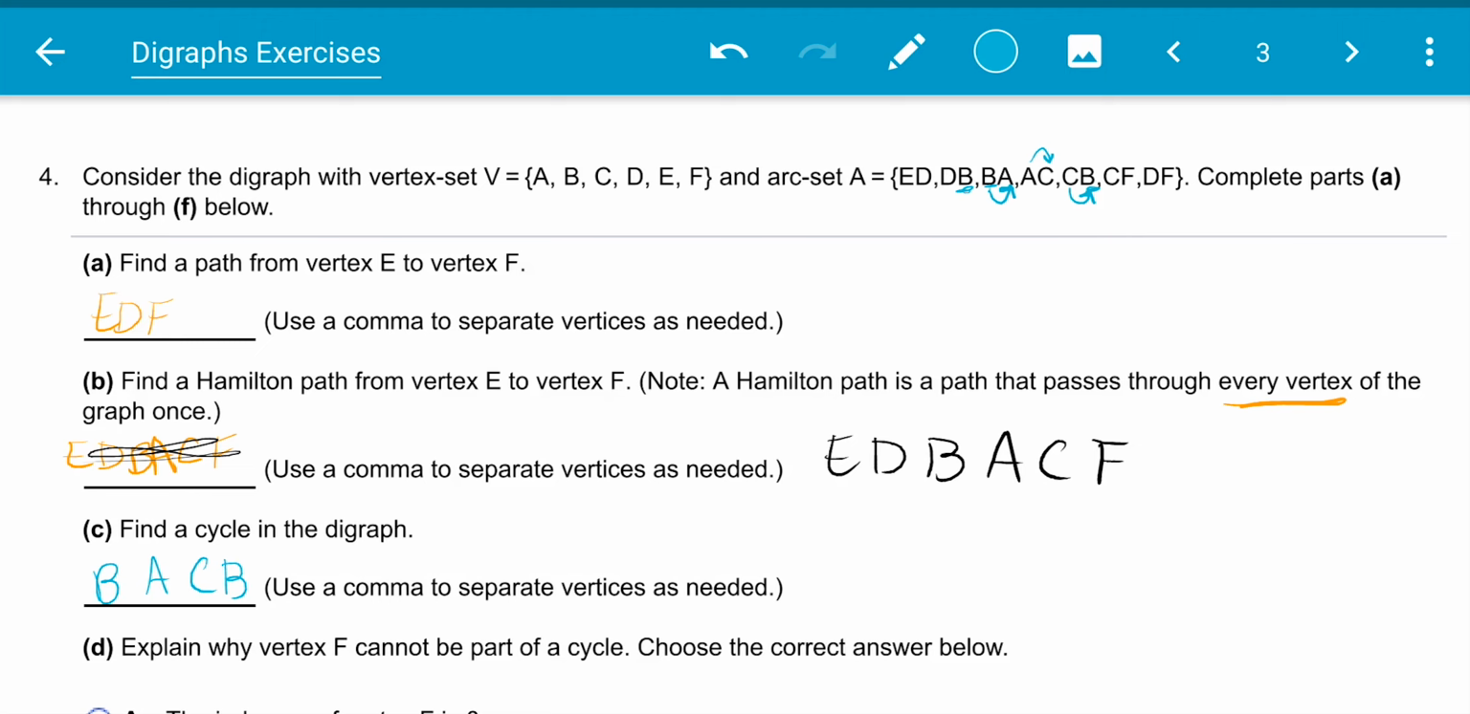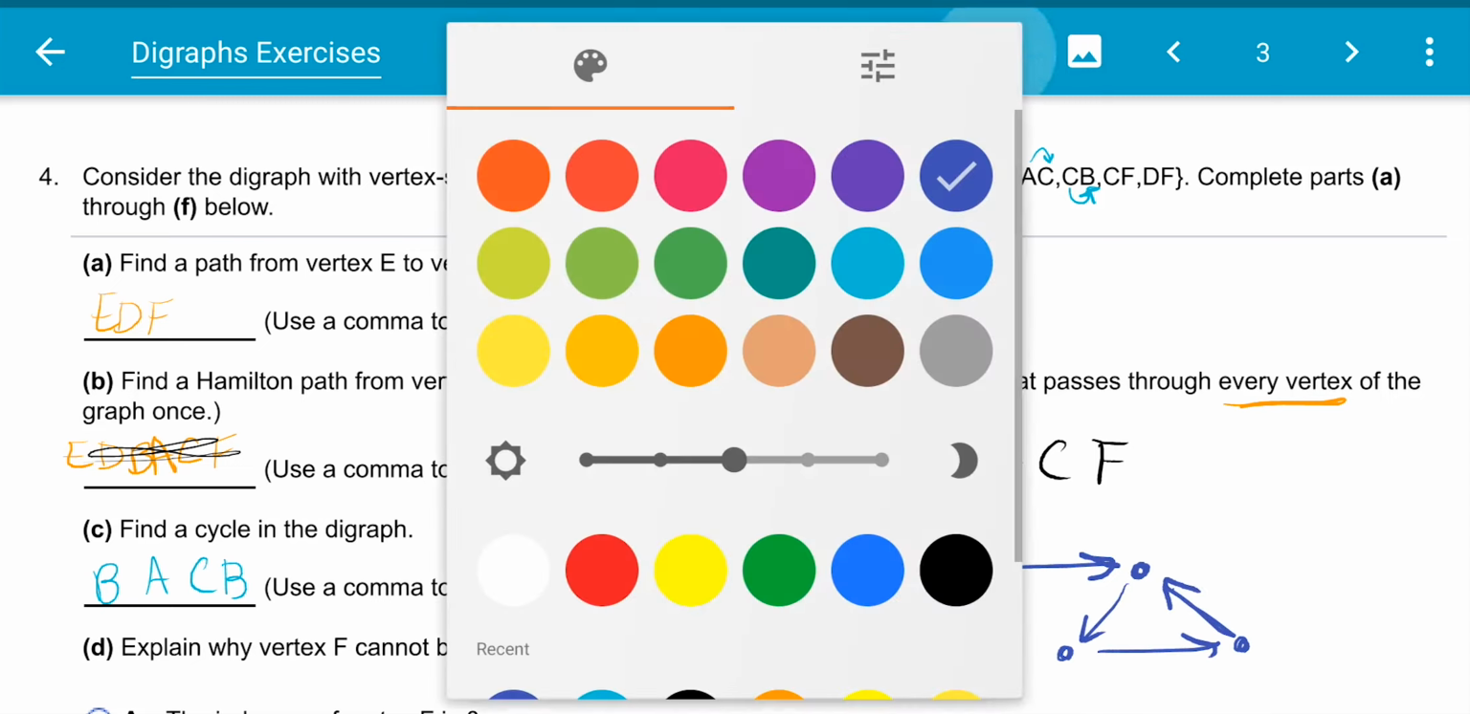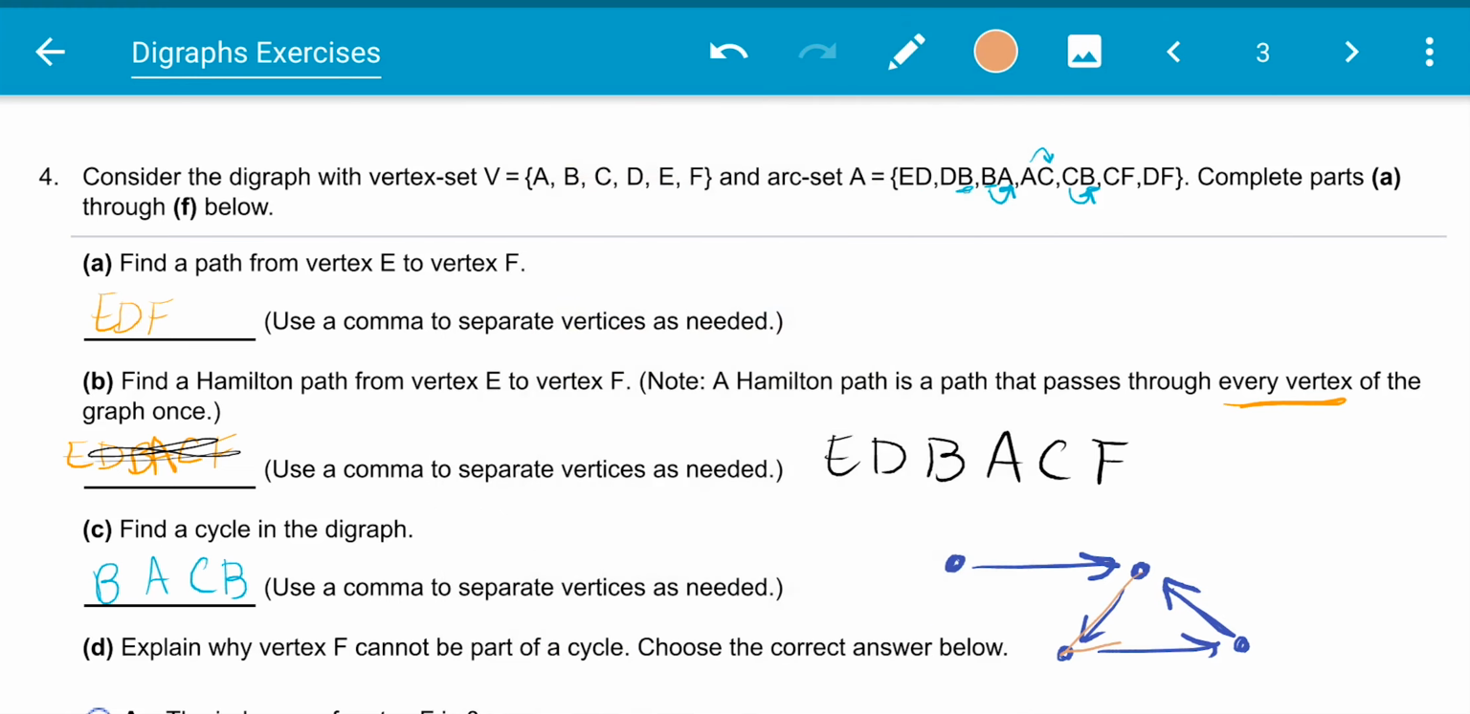Explain why vertex F cannot be part of a cycle. So when something is part of a cycle, for example, if we have these vertices right here and it looks like this, we can go around this cycle this way over and over and over again. But if we're sitting right out here, we can only go this way. We can't go back to that spot. No matter how many times we go around that circle, we're stuck. We can't go there anymore.